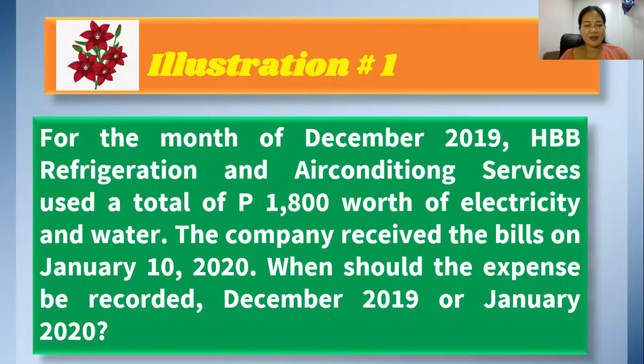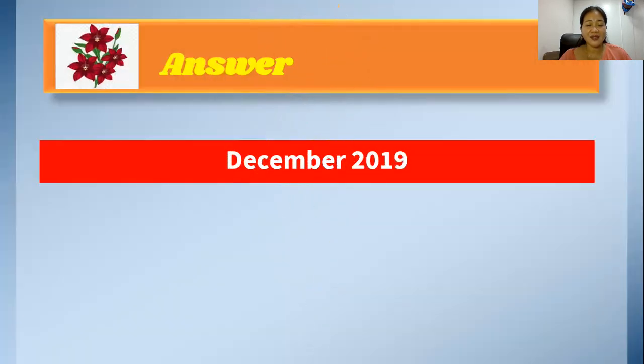Illustration number 1. For the month of December 2019, HBB Refrigeration and Air Conditioning Services used a total of 1,800 worth of electricity and water. The company received the bills on January 10, 2020. When should the expense be recorded? December 2019 or January 2020? The answer is December 2019 because the expenses were already incurred in December 2019.